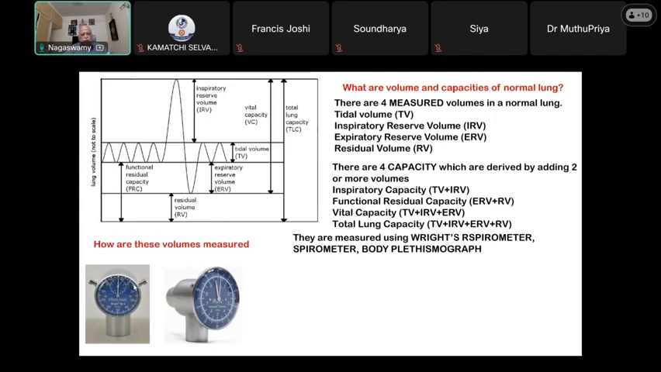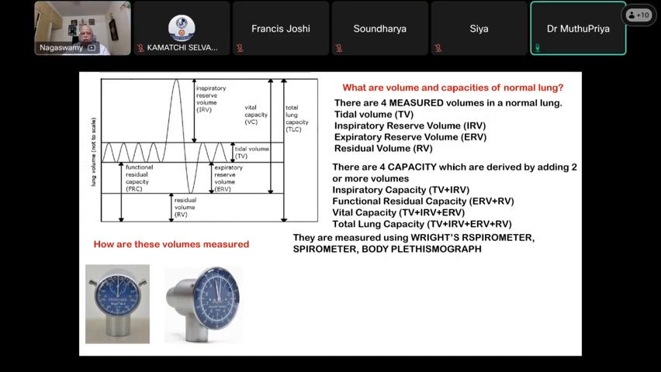into 100, 200, 300 like that, or 0.1, 0.2 like that. So the outer dial measures the smaller volume. Which is the smaller volume? What is tidal volume? Why is it called tidal volume?